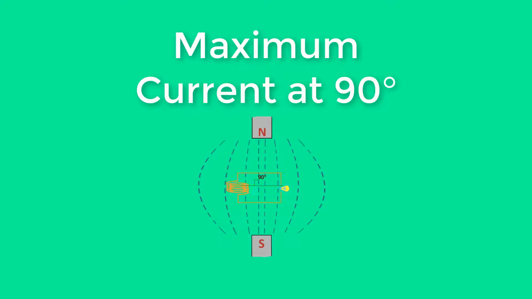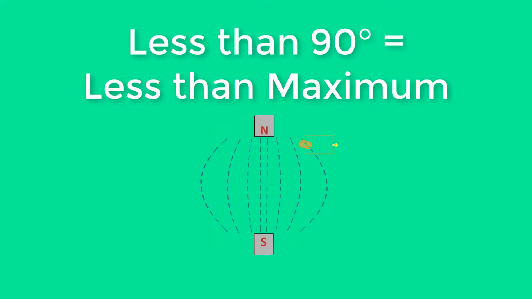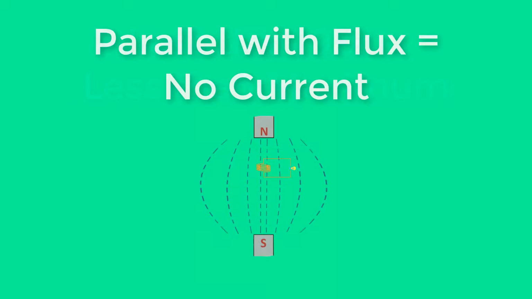The maximum current is created when the coil cuts the flux lines at 90 degrees. When the coil cuts flux lines at less than 90 degrees, a current less than the maximum is created. If the coil's movement is parallel to the flux lines, no current is created.